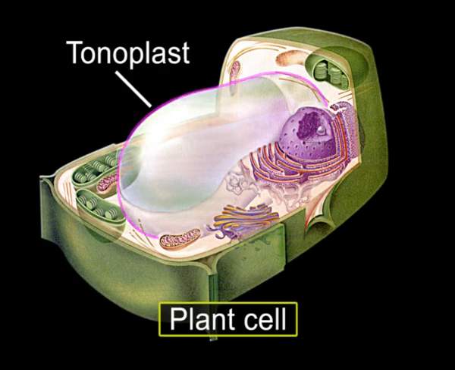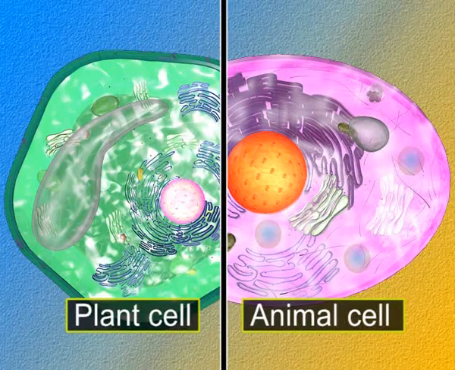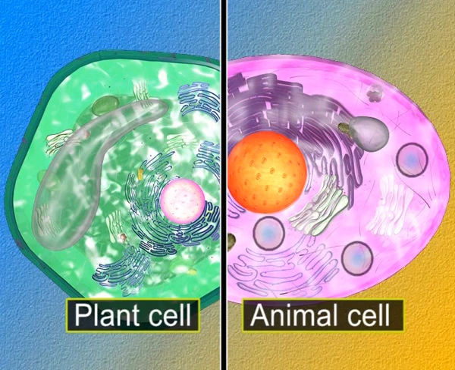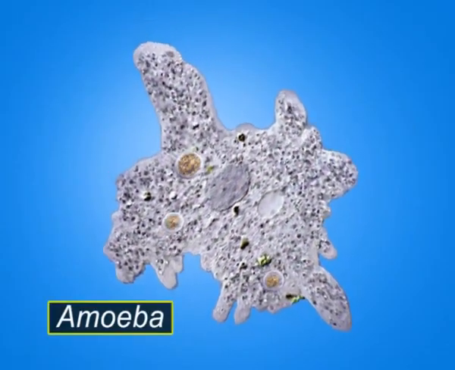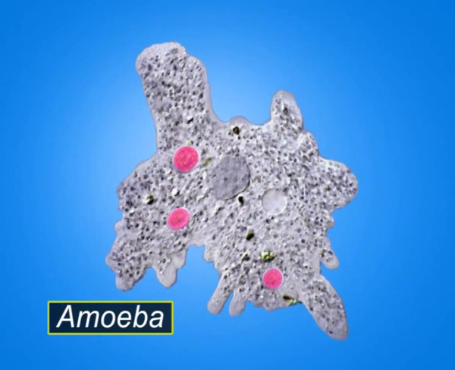Tonoplast means covering membrane of vacuole that facilitates the transport of a number of ions and other materials. The size of a cell may still increase or decrease depending on how much water is present in its vacuole. In animal cells, they are smaller in size and many in number. In amoeba, the contractile vacuole is important for excretion.